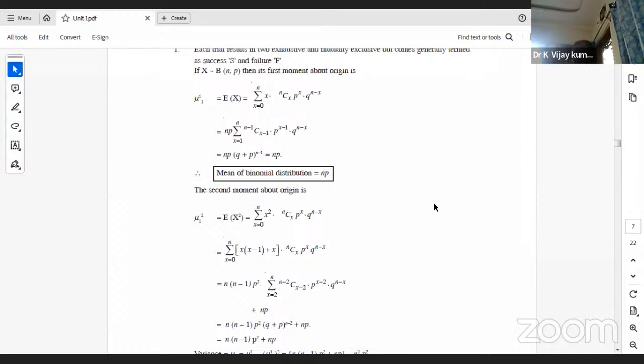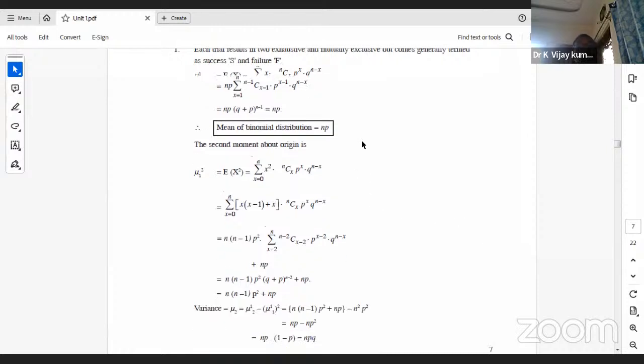Now the second moment about origin, mu 2 dash. First we find E of x square, the summation from x equal to 0 to n of x square nCx p power x q power n minus x. This may be written as x into x minus 1 plus x, with the rest of the expression unchanged.